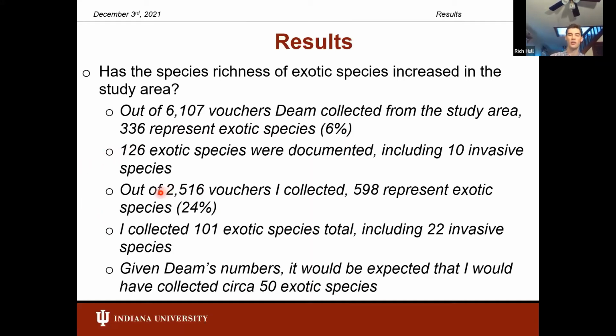And with only 2,500 vouchers, I collected 101 exotic species, including 22 invasive species. So given Dean's numbers, a rough extrapolation would have been, I would have probably been expected to collect 50 exotic species total. Now, I don't put too much emphasis on these results yet because we don't have the complete data set. And for this first year, I was really trying to knock out a lot of very common species at each site. So I feel like these percentages definitely are overemphasized. So it'll be really interesting in 2 more years to see how this has changed.